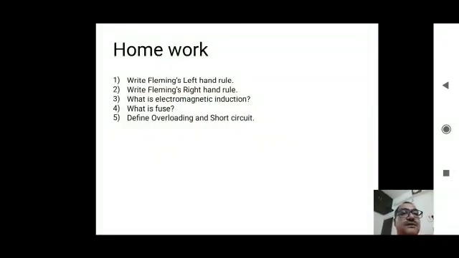Now students, I am giving you a few questions for your homework, so you should write them in your physics notebook. The first question is: write Fleming's left hand rule. The second question is: write Fleming's right hand rule. The third question is: what is electromagnetic induction. Fourth is: what is a fuse, and the fifth one is: define overloading and short circuit. So write these questions in your physics notebook and learn them.